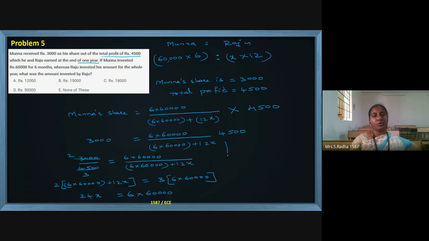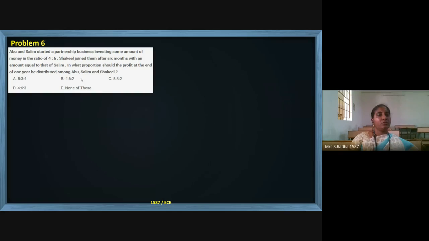If you are able to do faster simplification, you can proceed. So 24x, if I cancel with the 6, this is 4 times. So 4x equal to 60,000 and x value equal to 15,000. X value is nothing but 15,000. We have gone with the general procedure for solving it, though there are many numbers.